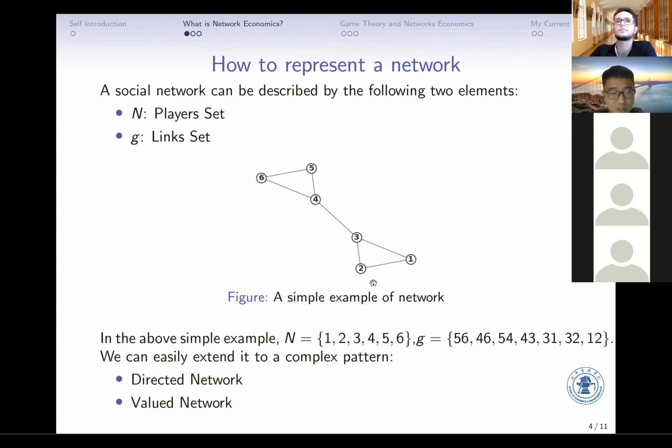And another way is that the value of the link is not binary, and we can assign a real number to each link. For example, if we want to build up the trade network, the trade flow is not binary, it's a real number.